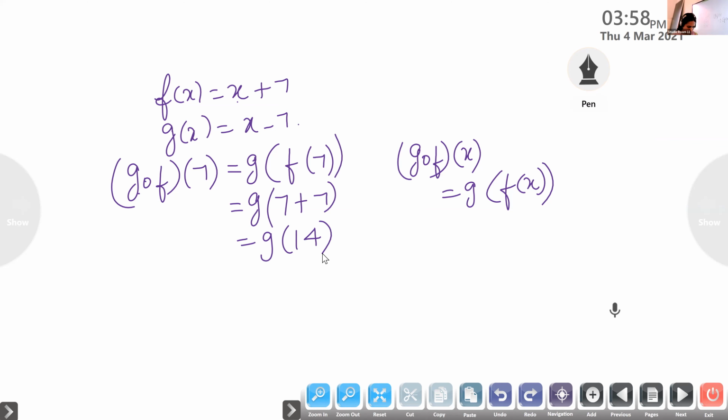What is G of 14? Look at your G of x. What is it doing to its argument? It is subtracting 7. So here, G of 14 is 14 minus 7, which is 7. Emmanuel, is it okay? Yes, ma'am.